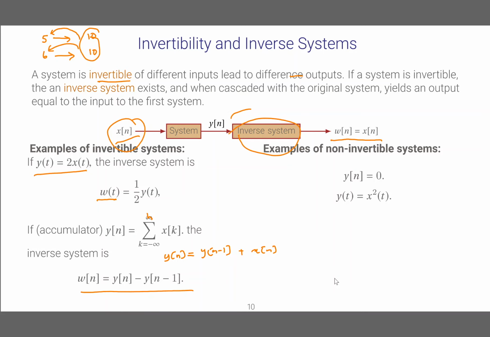So examples of non-invertible systems: you can see y[n] equals 0. So we do not know what input produced this 0. So therefore, by knowing the output y[n] is equal to 0, we are not able to recover the input. And y(t) equals x(t) squared. So you know that if x(t) is some value, y(t) turns out to be its square. By knowing y(t), we cannot discover which one was x(t), whether this or that. So it is also not invertible.